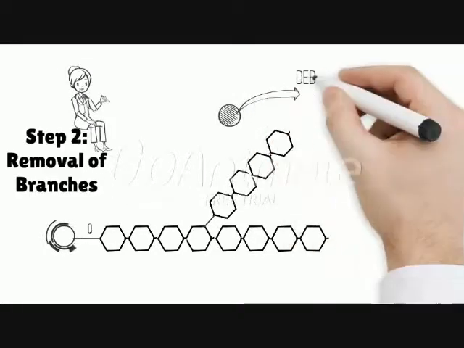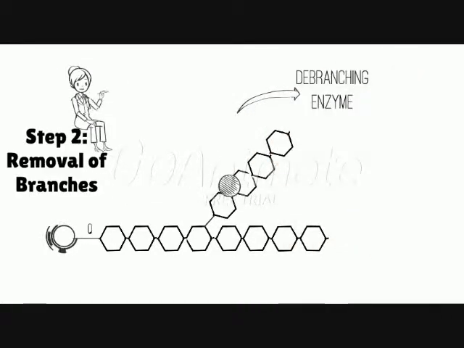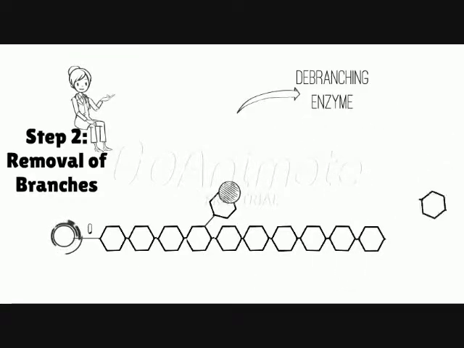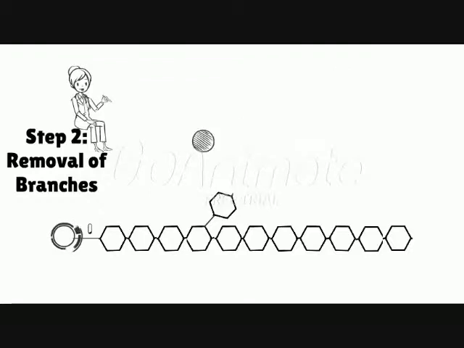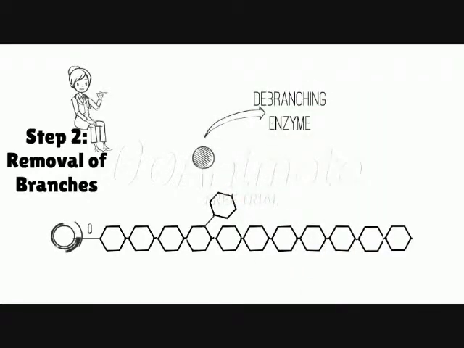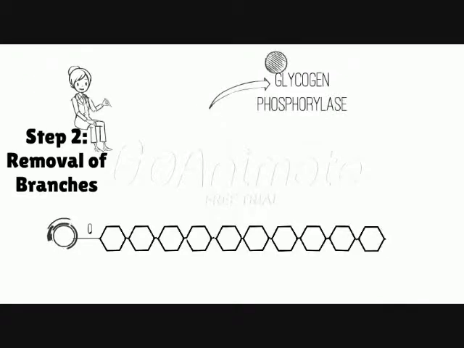Step 2. Removal of branches. The branches are removed by the debranching enzymes. First, it removes the outer 3 of the 4 glucosyl residues attached at a branch. Next it transfers them to the non-reducing end of another chain, increasing its length. The remaining glucose residue attached at an alpha-1,6 linkage is then removed by the debranching enzyme, releasing it as free glucose. These glucosyl chains are available again for degradation via the enzyme glycogen phosphorylase.